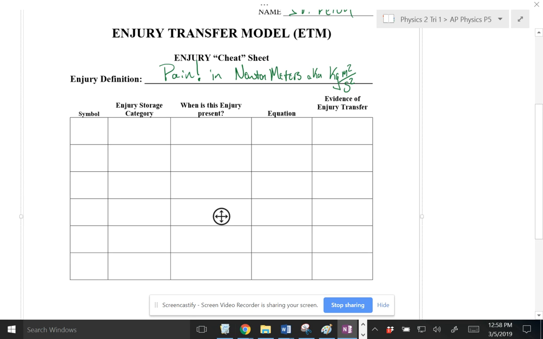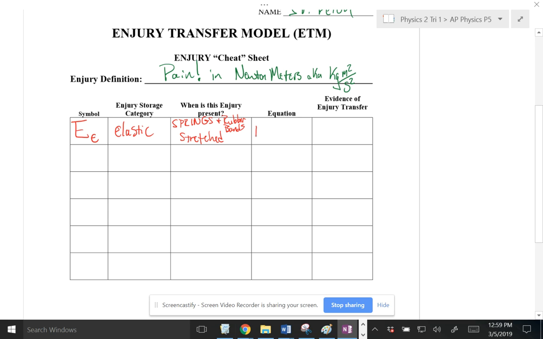And come on, battery. So we got E, that is elastic. When are we fearful of the potential for being hurt by elastic injury? I almost slipped there. Springs and rubber bands, particularly when they are stretched.